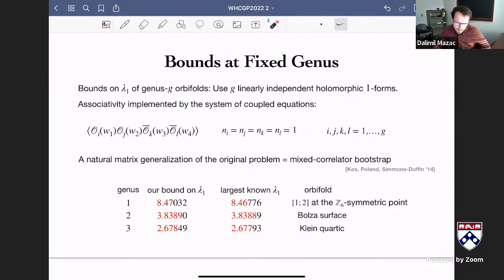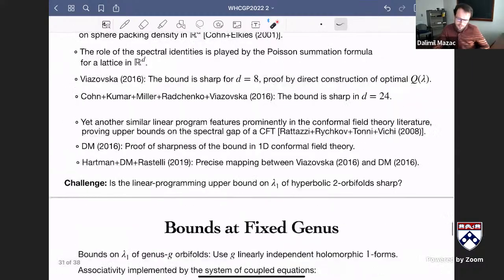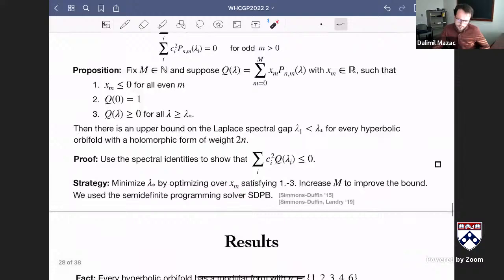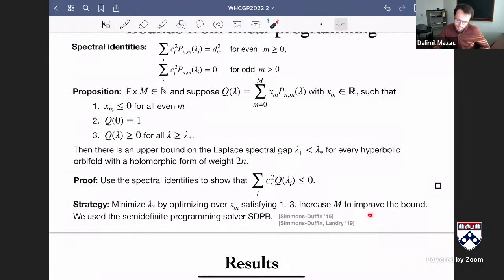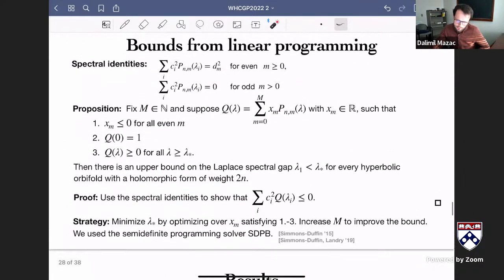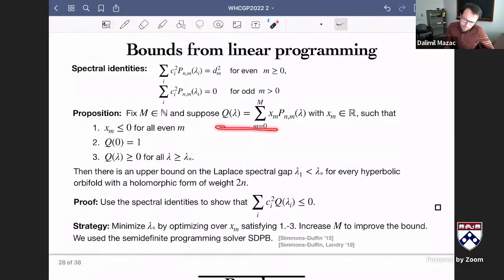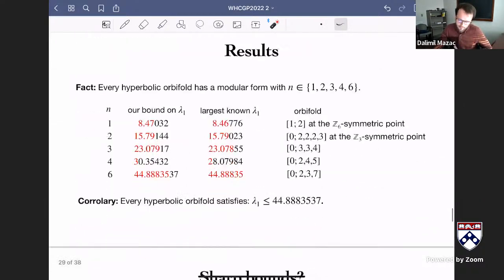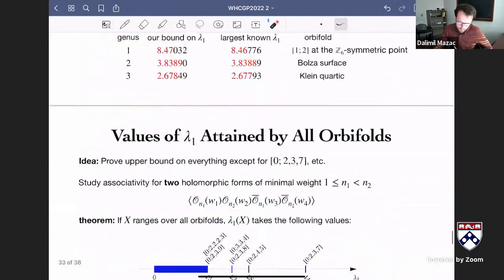I should just make a comment maybe about the rigor. In practice, to make everything completely rigorous, one should use rational arithmetic. This SDPB program doesn't work over rational numbers, but what you can do is take the Q of lambda, which is the output of SDPB, rationalize it, and then check that this rational function satisfies all the constraints rigorously. So in that way, you really have a rigorous proof of all of these bounds.